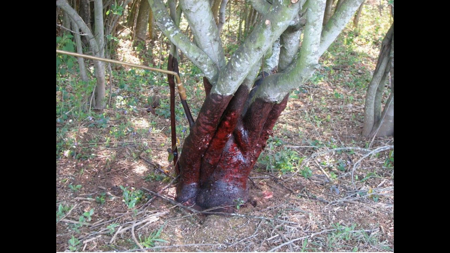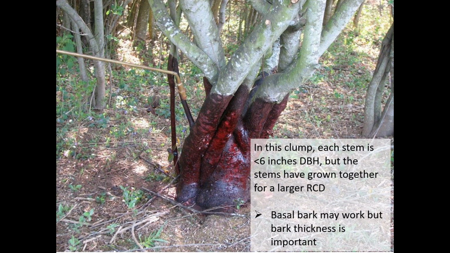Okay, here's another really interesting example. Same species. The last one was Chinese privet. This is also Chinese privet. And what you can see in this case is each stem is less than 6 inches DBH. But in this case, the stems have grown together. So there's some fusion that's occurred there. And also, again, a very large root collar diameter. So here's a scenario where, treating the lower 12 to 18 inches, you may or may not actually be able to get inside of these stems that have fused together.